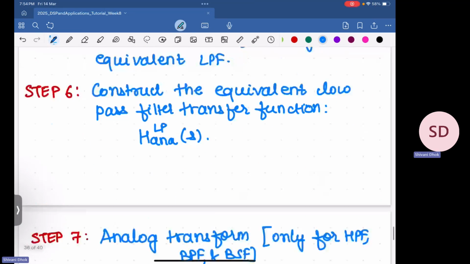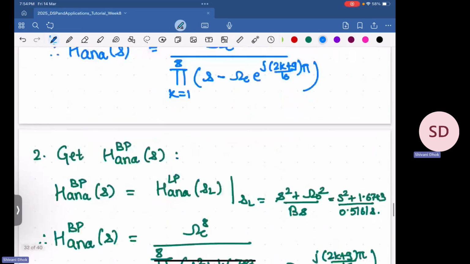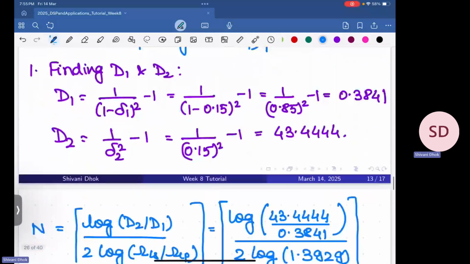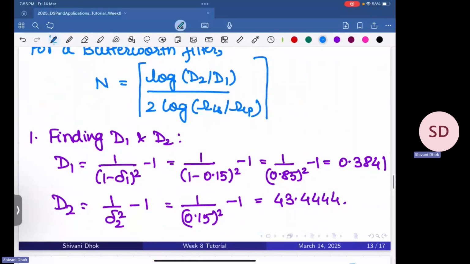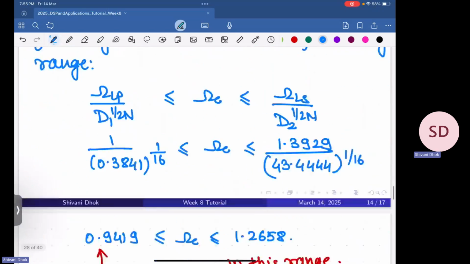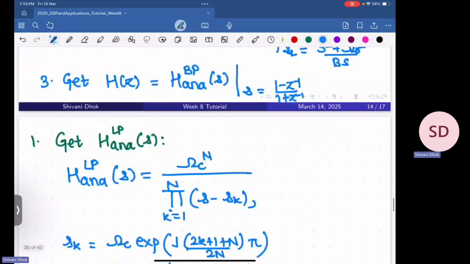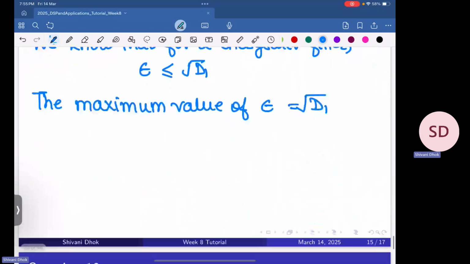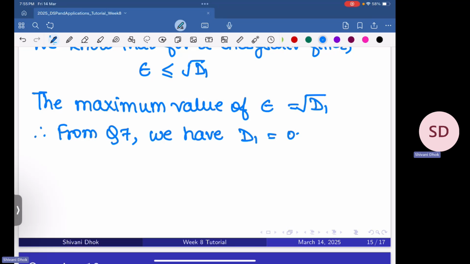Now we have found the value of this d1 earlier. In this particular question, we had found the value of d1. d1 came out to be equal to 0.3841. So this was question 7. So therefore, from question 7, we have d1 as 0.3841.